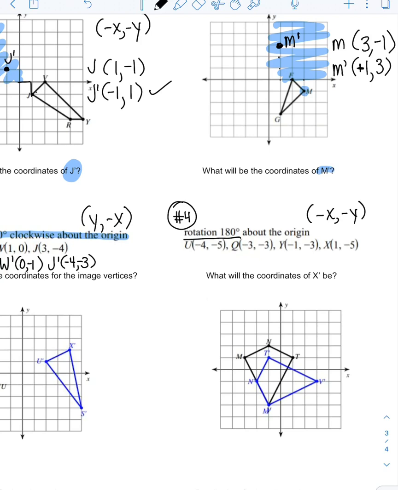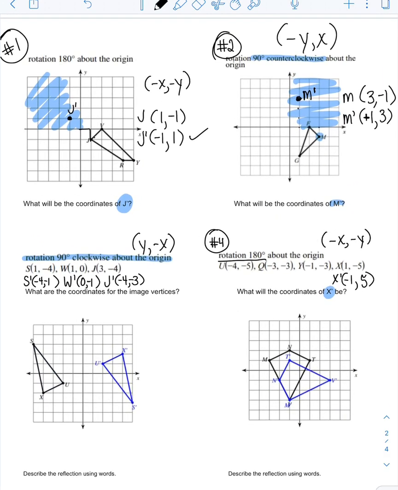Negative x, negative y. And now it only asks for x prime. So that's the only one that I have to write the new coordinates for. So I'm going to find x. The rule says just to change the sign of both numbers. So 1 becomes negative 1, and negative 5 becomes positive 5.